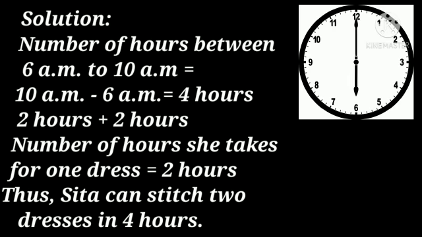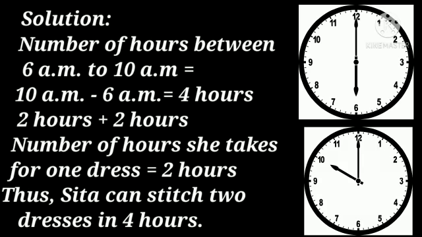Number of hours between 6 am to 10 am is equal to 10 minus 6, that is equal to 4 hours. 4 hours means 2 hours plus 2 hours. So number of hours she takes for one dress is 2 hours. Thus Sita can stitch 2 dresses in 4 hours.